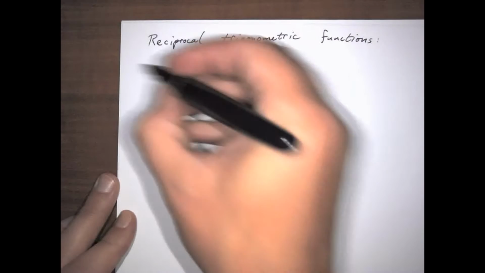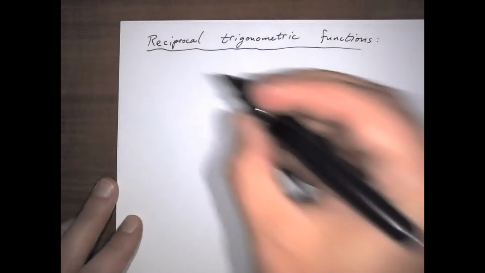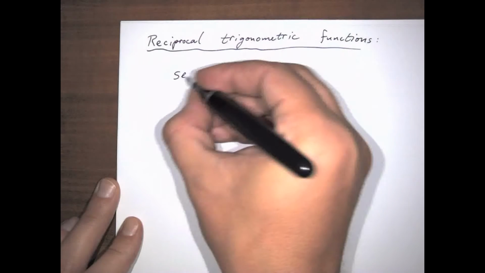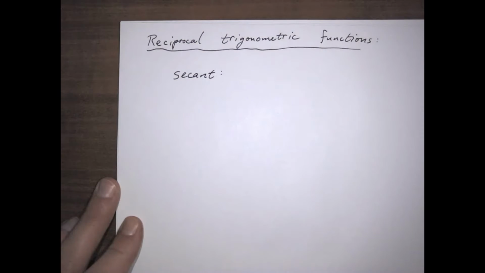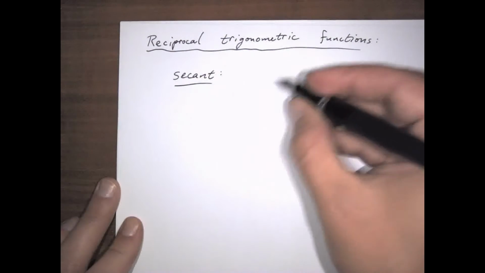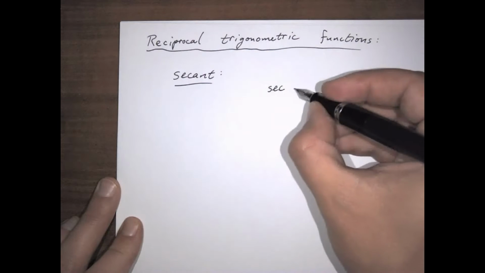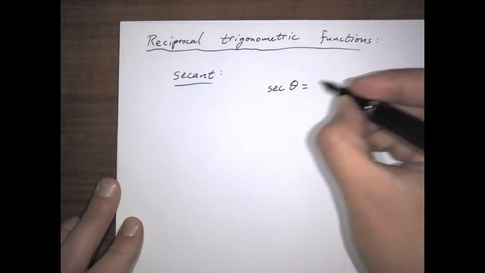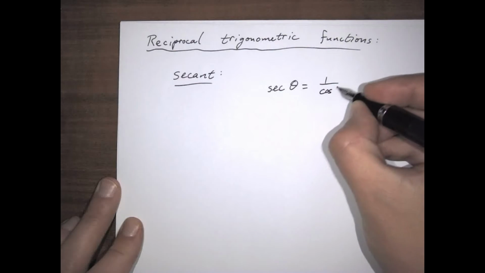And these three functions are each the reciprocal of one of the preceding ones. So there is the secant, which we write SEC, theta is equal to 1 over cosine theta.